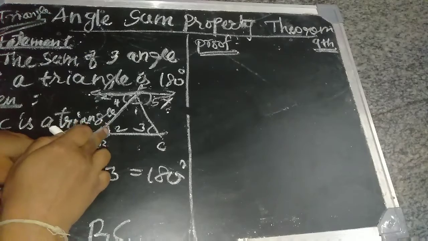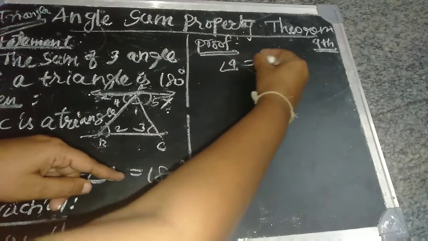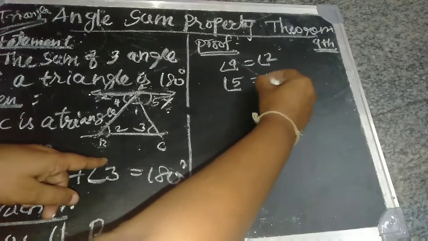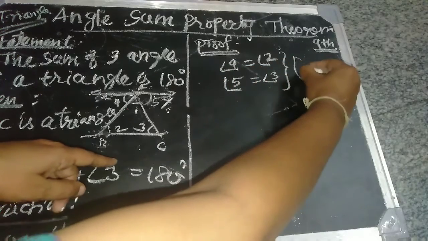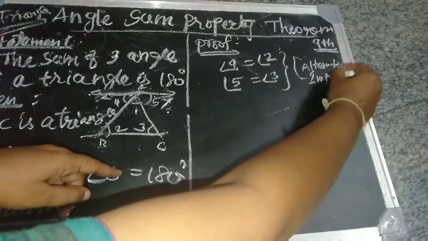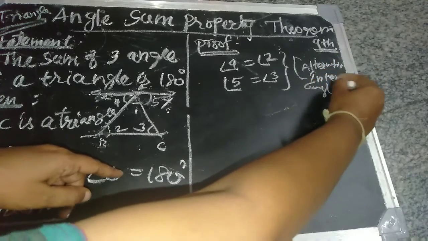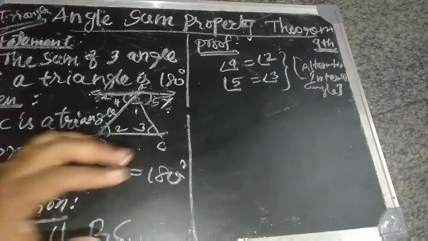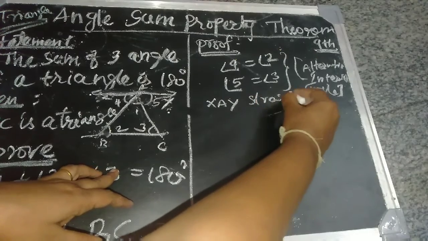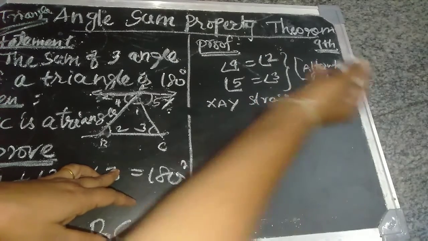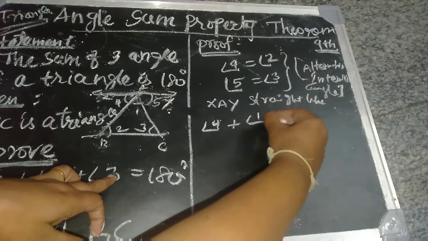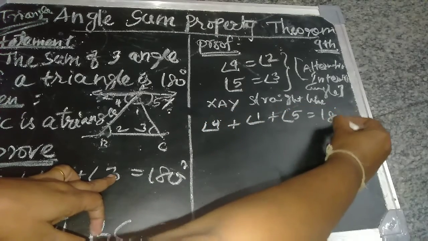So angle 4 is equal to angle 2. The same condition on this side also. Angle 5 is equal to angle 3, because of the transversal, alternate interior angles are equal. We learnt this already. Next, XAY is a straight line, so it makes 180 degrees. In this straight line, what angles are there? Angle 4 plus angle 1 plus angle 5 equals 180 degrees.